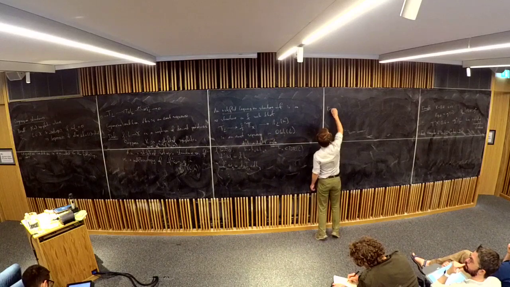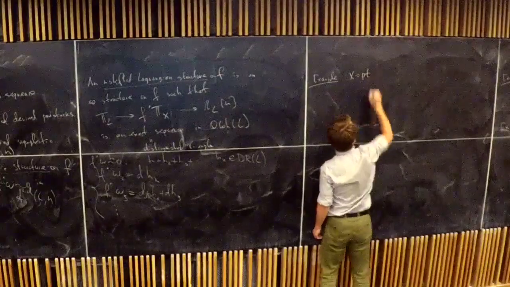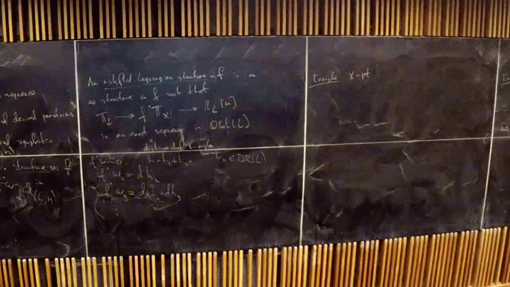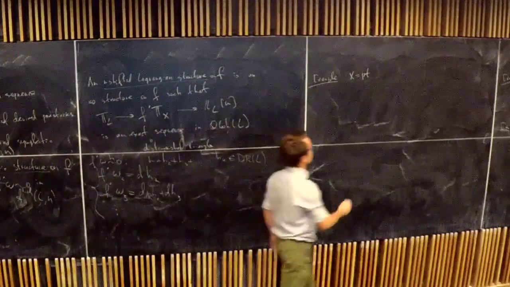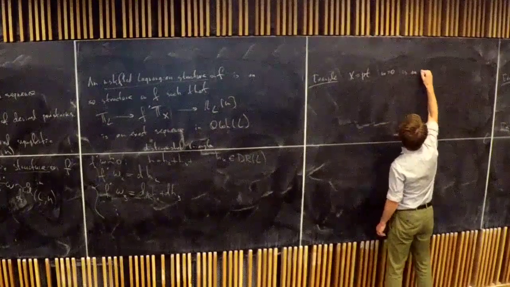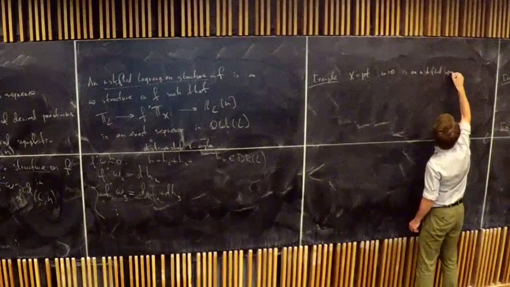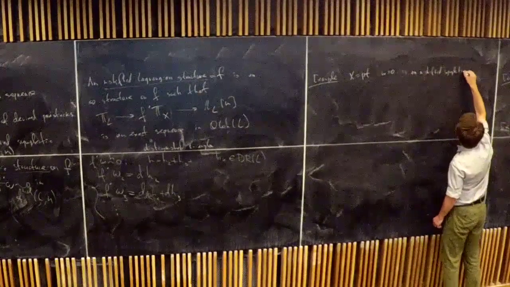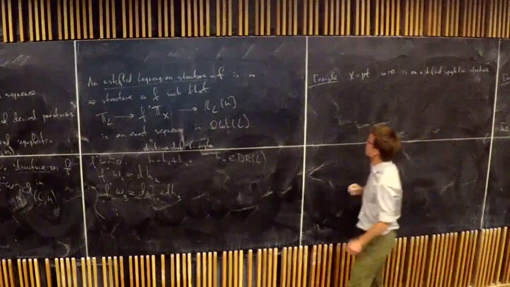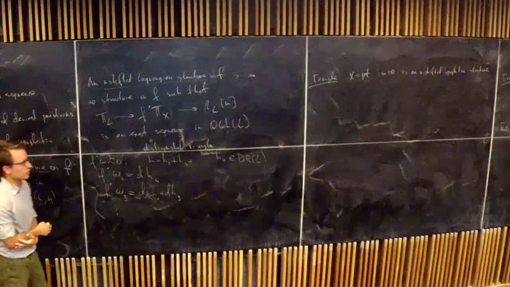Let me begin with the example of the atom dimensions. So let's say X is a point. Well, a point is a smooth scheme, but in fact it has an n-shifted symplectic structure for any n. So the zero form is an n-shifted symplectic structure, just because the tangent complex is zero, the cotangent complex is zero, so of course zero is as good as zero.